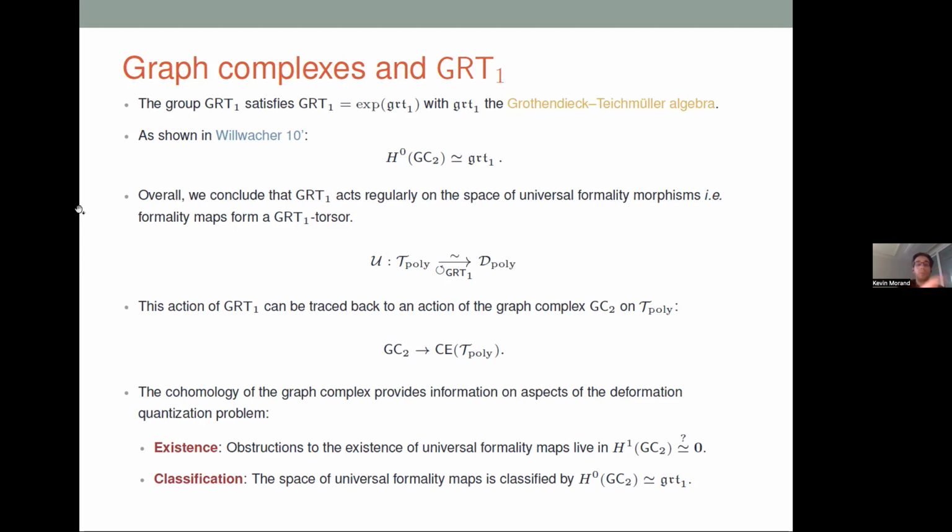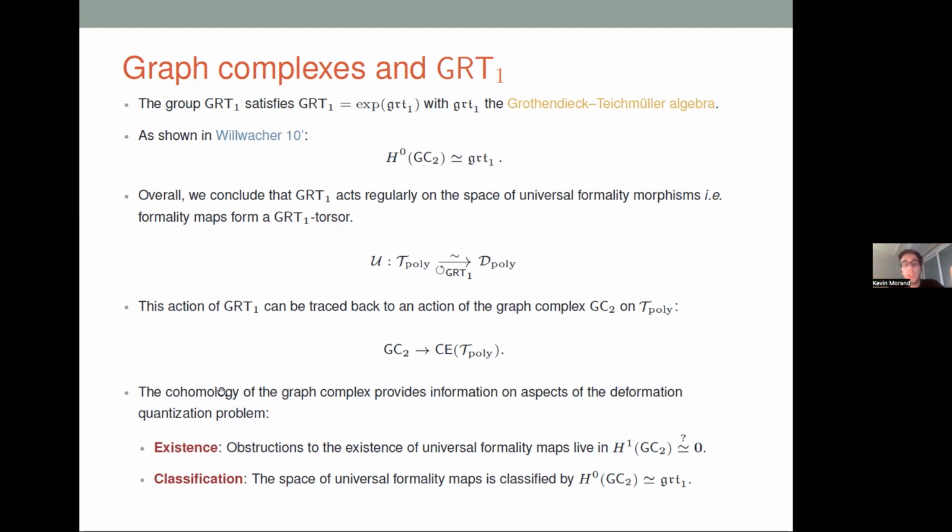So if we combine the different elements we saw, then we can conclude that this group, GRT1, acts regularly on the space of universal formality morphisms. Or in other words, the formality maps form a GRT1 torsor, or principal homogeneous space. So we have this action of GRT1 on the space of formality maps. Okay, so this provides a first incarnation of GRT1 in the realm of deformation quantization.